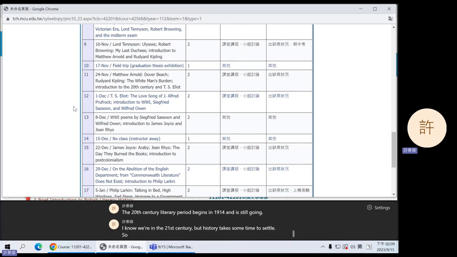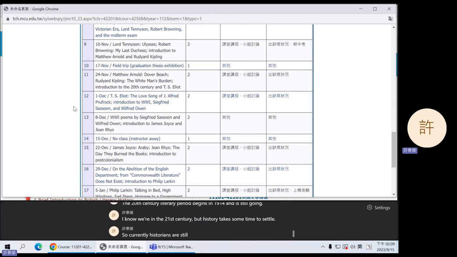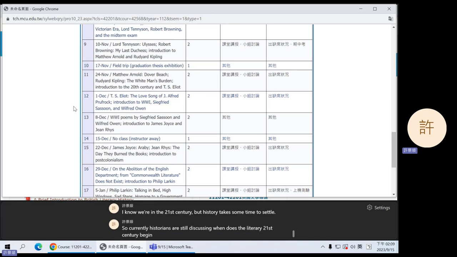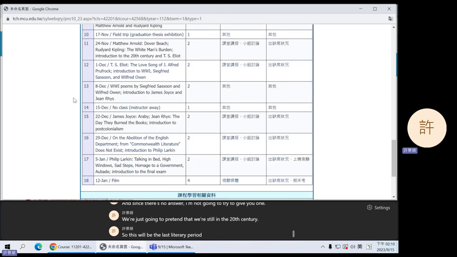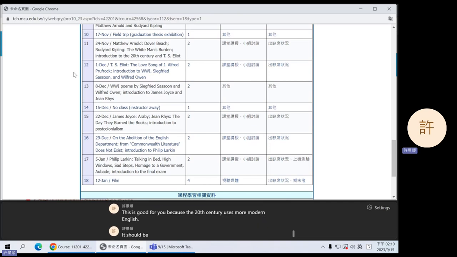So currently, historians are still discussing when does the literary 21st century begin? And since there's no answer, I'm not going to try to give you one. We're just going to pretend that we're still in the 20th century. So this will be the last literary period. That's right, we're going to spend 6 weeks in the 20th century. This is good for you because the 20th century uses more modern English. It should be easier to understand.